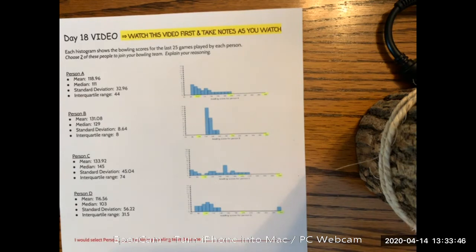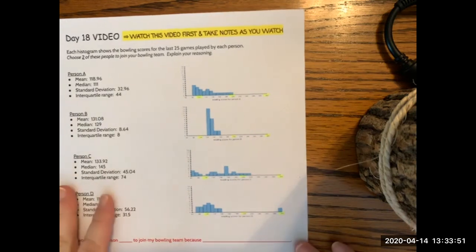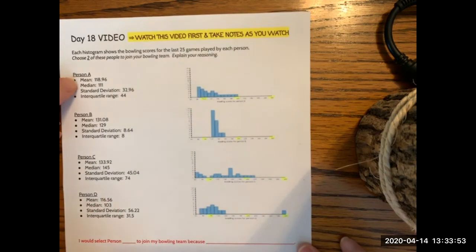So let's talk a little bit more about what we're going to be looking at here. For each one of these, they give us the mean, the median, the standard deviation, and the interquartile range for each of the 4 individuals. So I want to remind us very quickly what each of these are. The mean, also known as the arithmetic mean, is our average. If we took all 25 scores and added them together and divided by 25, we would get the average score that that person made.